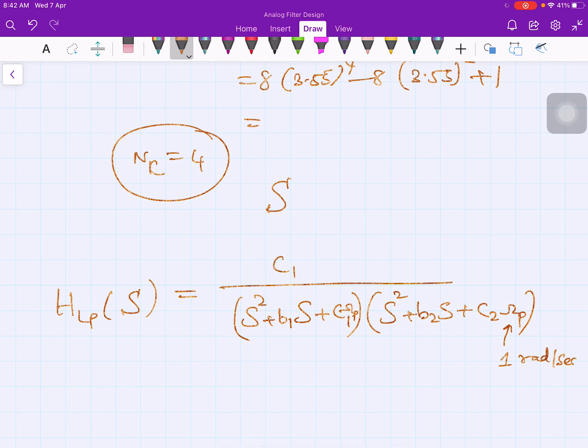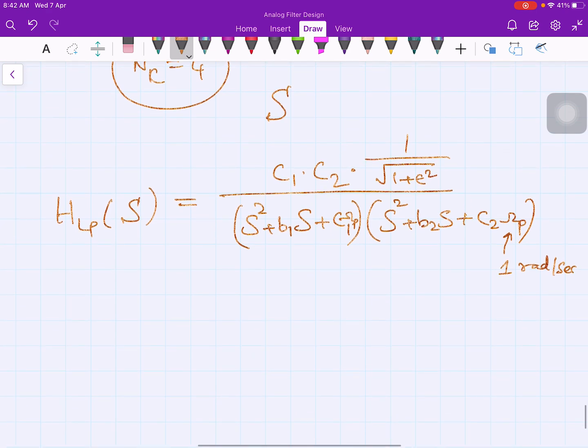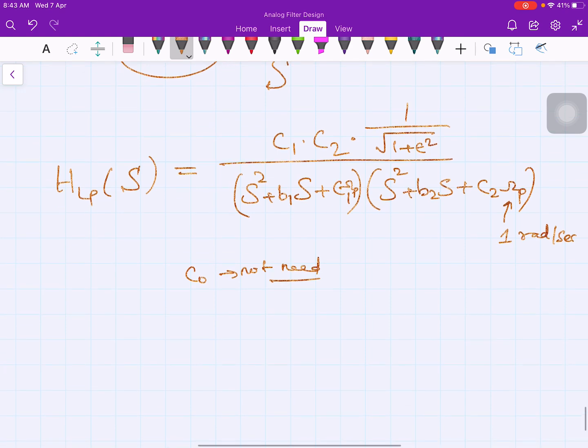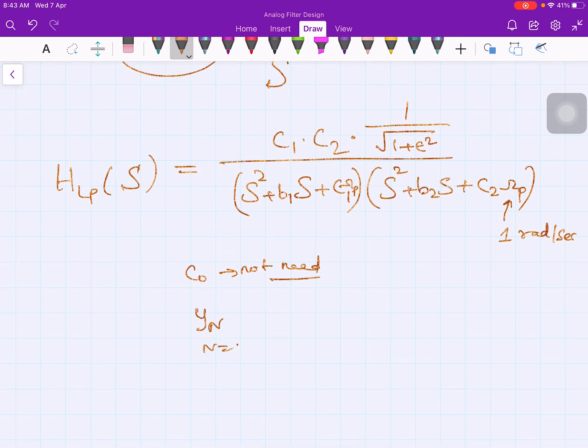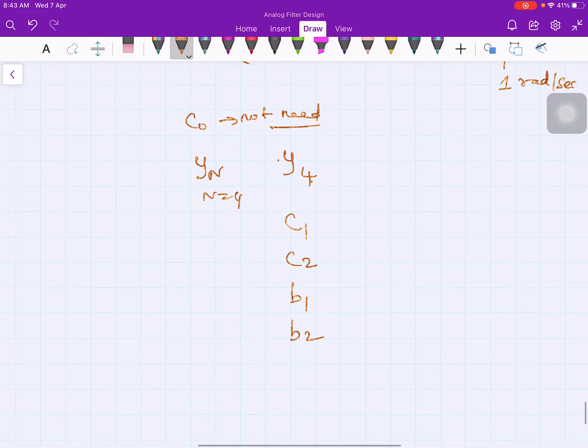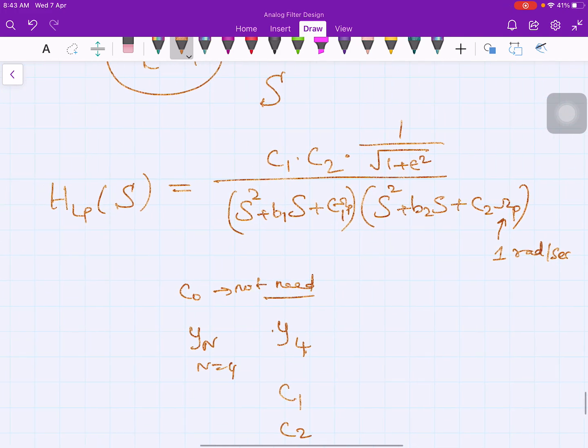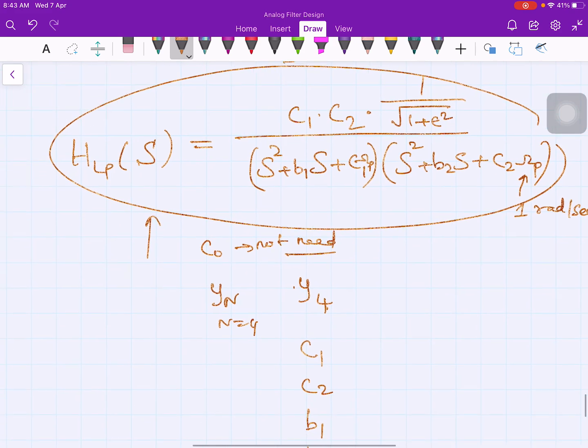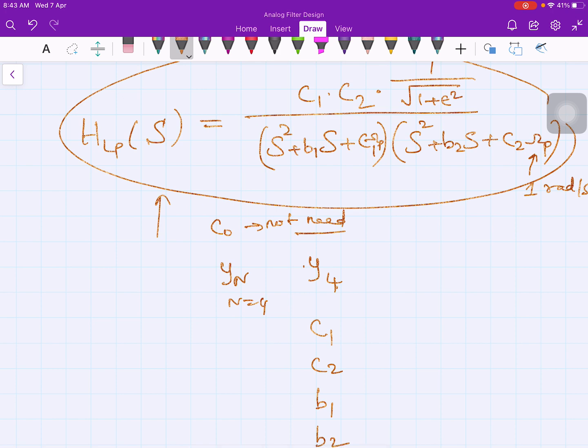And here you bring the denominator constants to the numerator, C1 times C2, and then since it is even order, you should have the multiplication factor of 1 divided by square root of 1 plus epsilon squared. And here C naught is not needed, it is needed only for odd order filters. So you calculate y4, since n equal to 4, and then you calculate C1, C2, B1 and B2, and then substitute all these values in this transfer function, and get the normalized low pass filter's transfer function in the capital S domain.